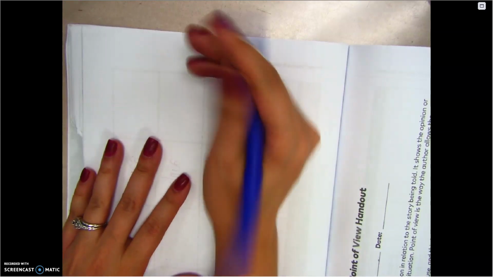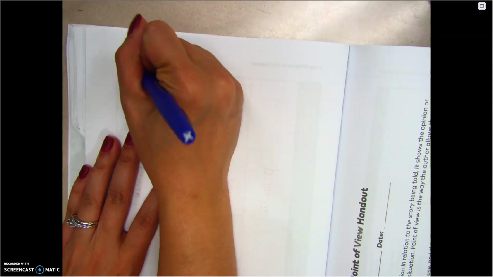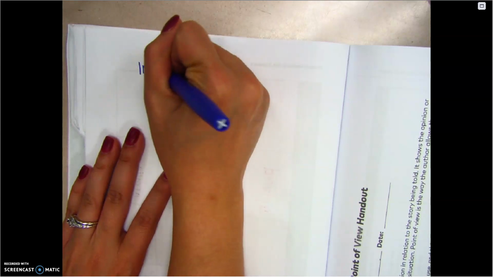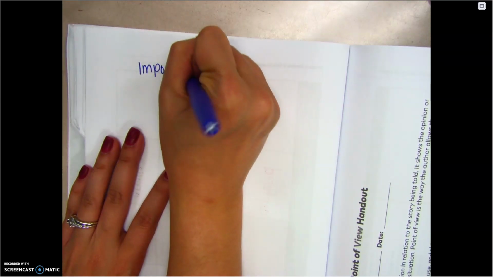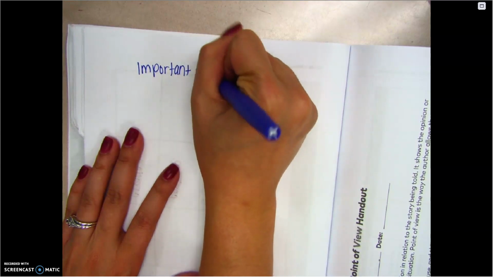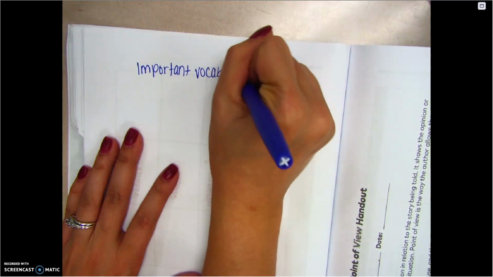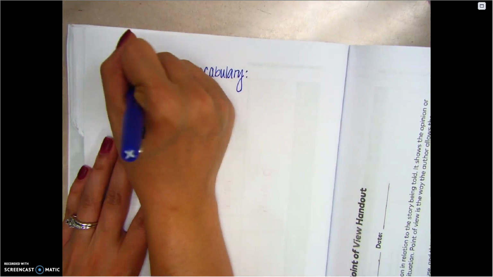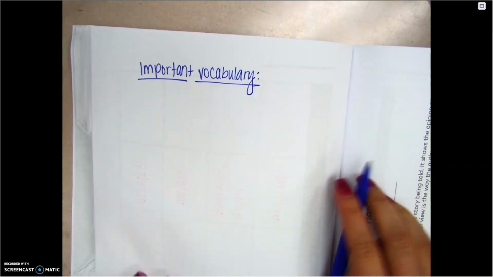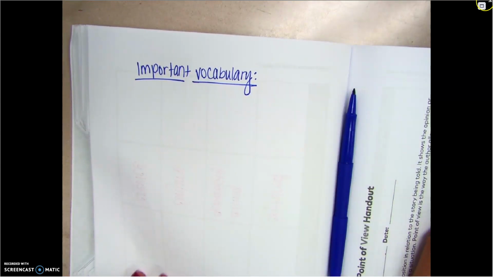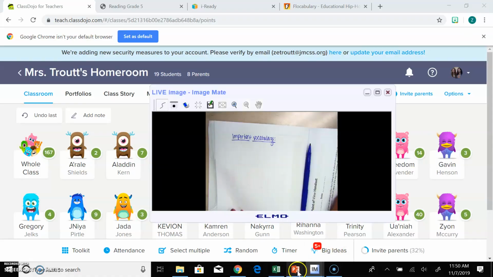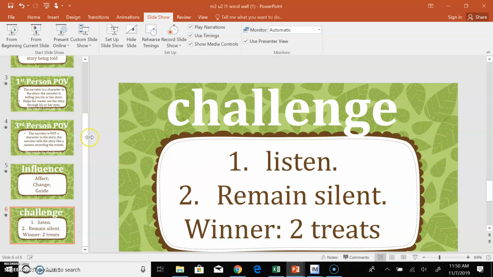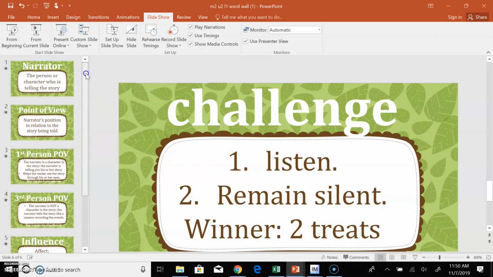Okay, so on this left-hand side beside page 61, I want you to write down important vocabulary. There are 5 words that are essential to you learning point of view.